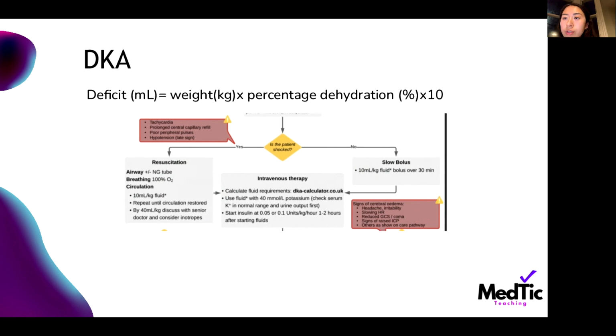If they're not shocked, you can go straight on to the initial bolus, which I think some of you were talking about there. So 10 mils per kilo fluid bolus over 30 minutes. And you are actually going to take that out from the deficit fluid calculation. So it's going to count basically as part of that.